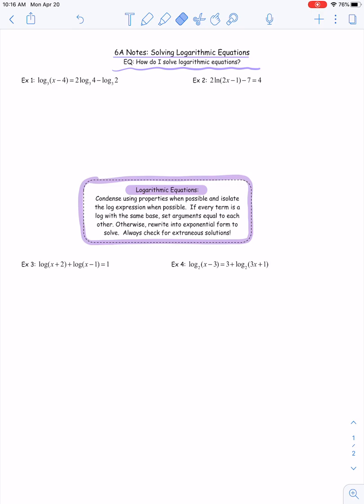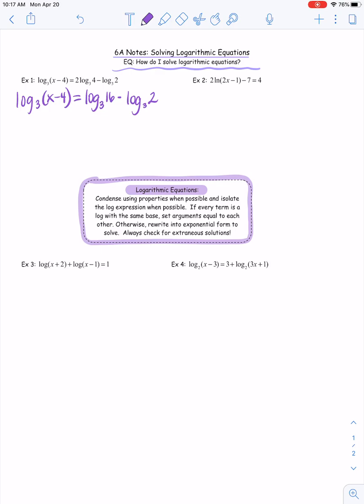Another thing that I noticed is that on the right-hand side, I see 2 log base 3 of 4. So I'm going to apply that power property. Instead of 2 times log base 3 of 4, I can rewrite that as the log base 3 of 4 squared. And we know that 4 squared is 16. So I can rewrite this as log base 3 of x minus 4 equals log base 3 of 16 minus log base 3 of 2.